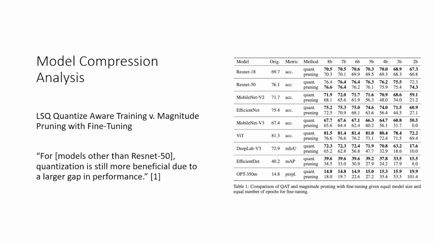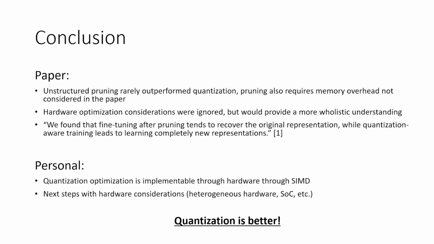So it's safe to say that for the most part, quantization was the superior method, and that's kind of the bottom line here, is that unstructured pruning rarely outperformed quantization. It was only under very niche compression ratios and niche cases of high kurtosis weight distributions. And it also requires memory overhead that was not really talked about in the paper.